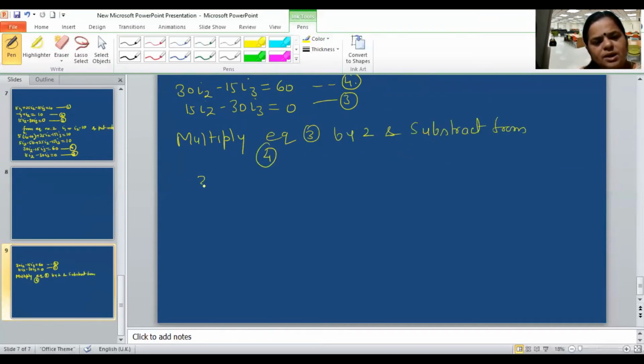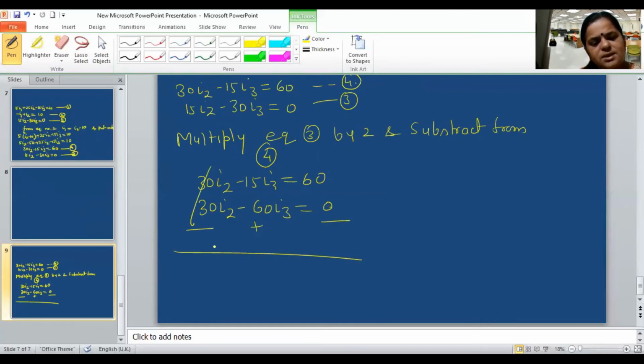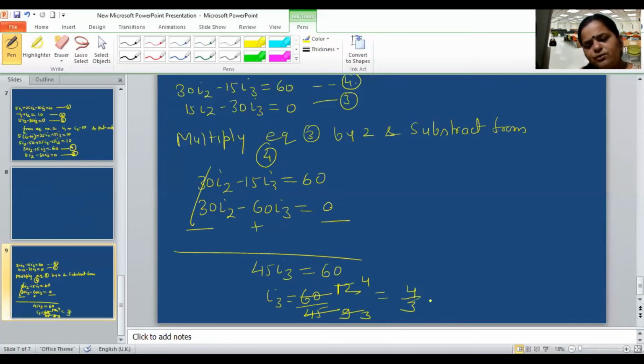So what I am going to get: 30I2 minus 15I3 is equal to 60, and this will be 30I2 minus 60I3, that is equal to 0, and then subtract it. So this is cancelled. 60 minus 15, that means how much am I going to get? 45I3 is equal to 60. So I3 is equal to 60 by 45. So what is the value? 4 by 3 ampere. This is the value of I3.